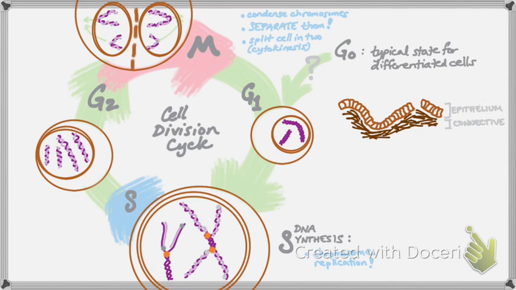So let's imagine that a couple of the cells have worn out and died. The cells next to them will want to, or will get some sort of signal suggesting that they need to go from G0 and start to grow. They need to get into the cell division cycle, start to grow and divide to fill in that gap. So let's say they enter G1 and then continue the cell division cycle.